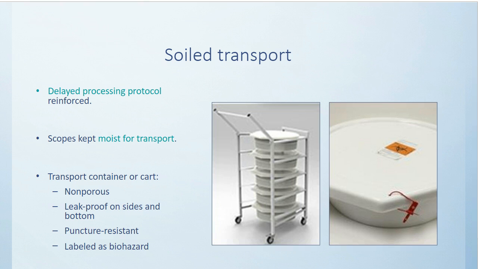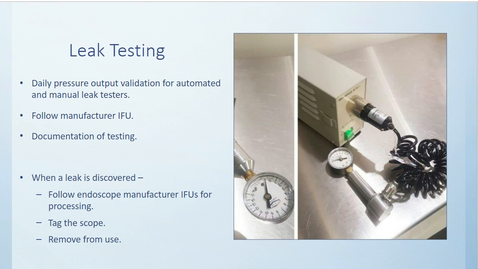So we've pre-cleaned, we treated the scope at the point of use. Now we're transporting soil to the processing area. Direction is given to keeping scopes moist for transport. Examples of that would be applying a pretreatment solution or placing a towel moistened with water over the scope, or placing the scope inside a package that is designed to maintain humid conditions. OSHA regulations are reinforced. They direct the need for and the type of containment.